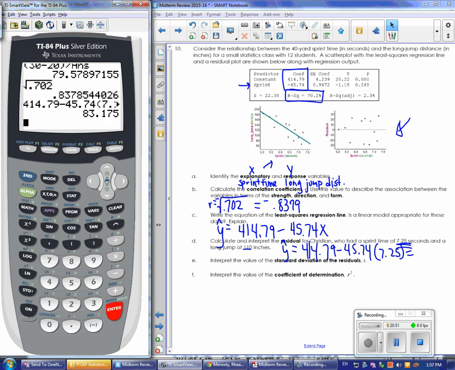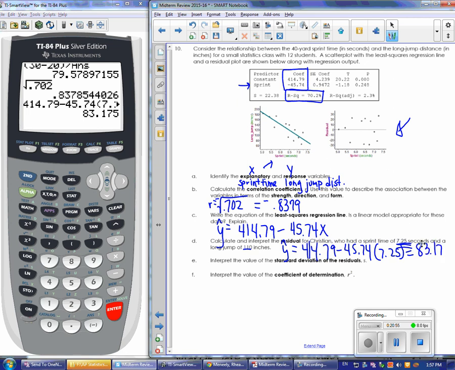All right, we get 83.175. Okay, so to calculate the residual, we always do the actual minus the predicted. That's similar to when we were calculating the z-scores. We take our actual observation minus the mean, which is what we would expect or predict.